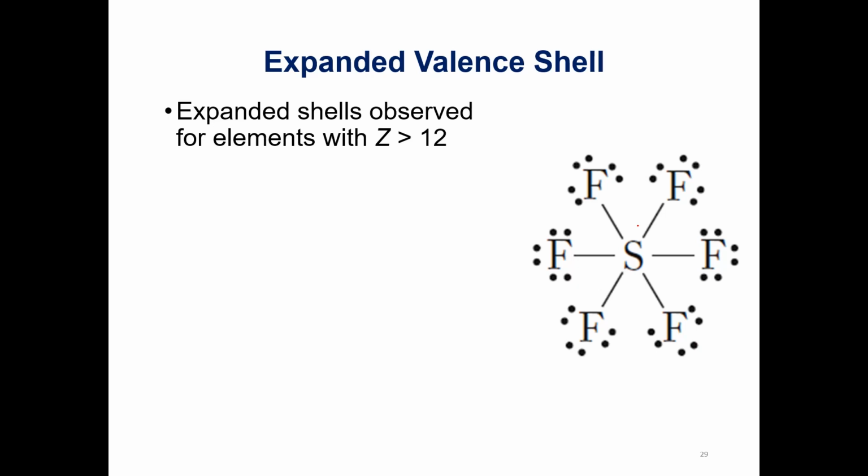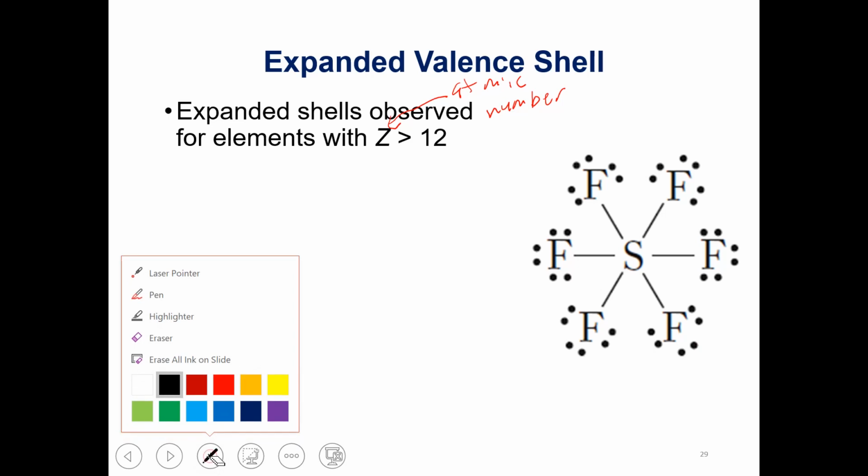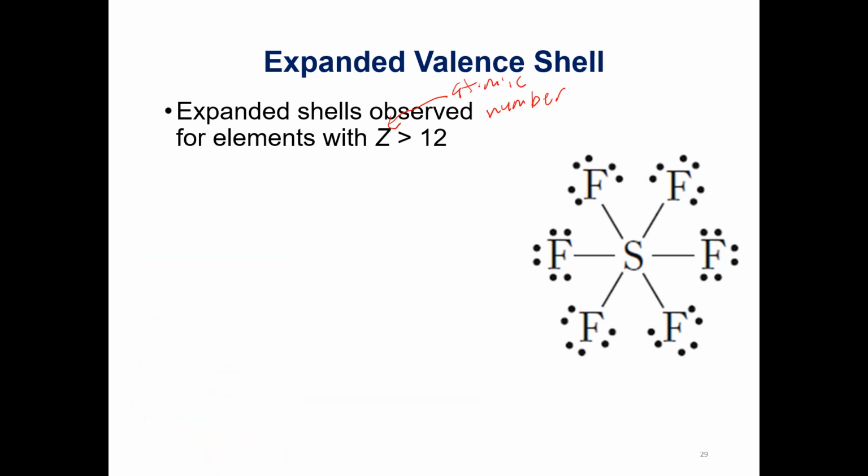One is that they must have an atomic number greater than 12. So Z is the symbol for atomic number. So if you look at the periodic table, an atomic number greater than 12 means we're talking about something that's at least in the third row. So at that point, we have D shells in these atoms, so we can fill up some of those D shells and have an expanded octet.